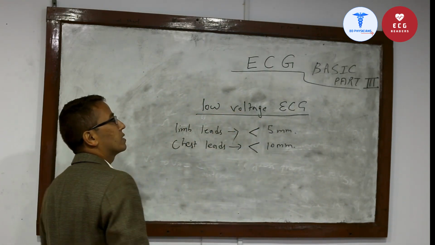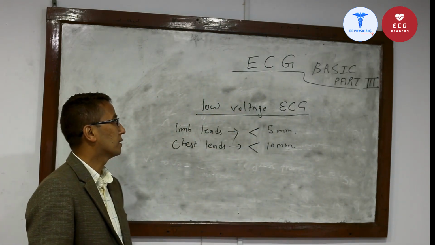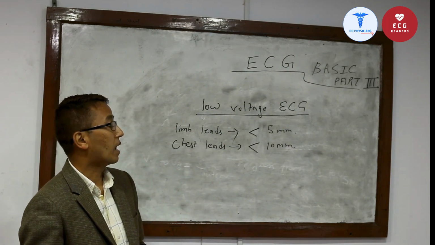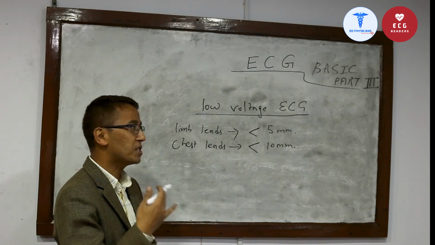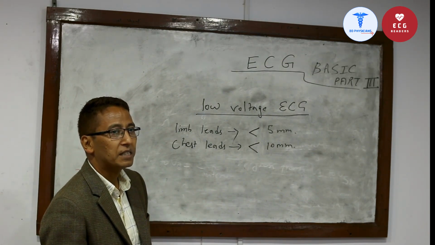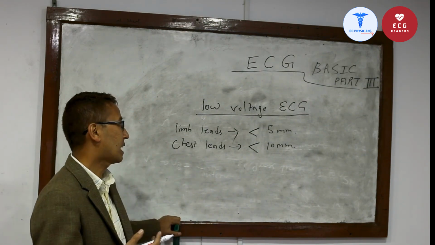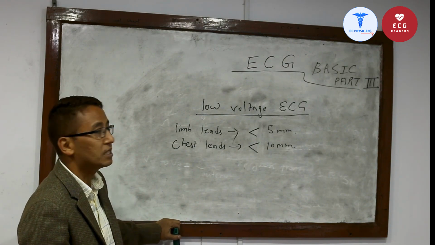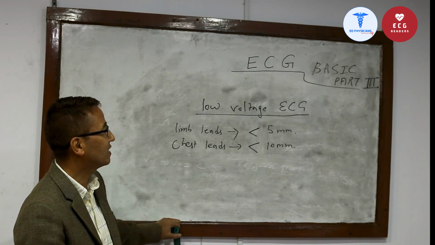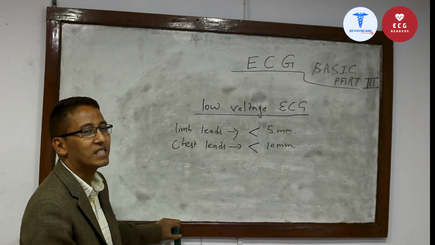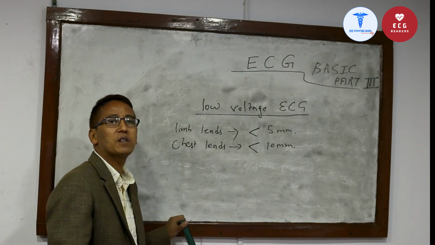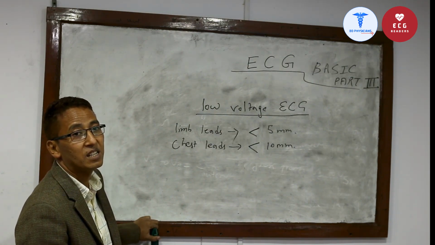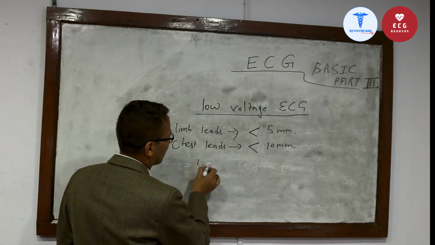So there are lots of causes for low voltage ECG. Actually we are measuring the electrical activity of the heart by putting the electrodes over the body surface on the graph paper, and if there is anything that interferes with the transmission of electrical activity from the heart to the electrodes, those conditions cause low voltage ECG. Like if there is collection of fluid in the pericardial space, that condition is called pericardial effusion.